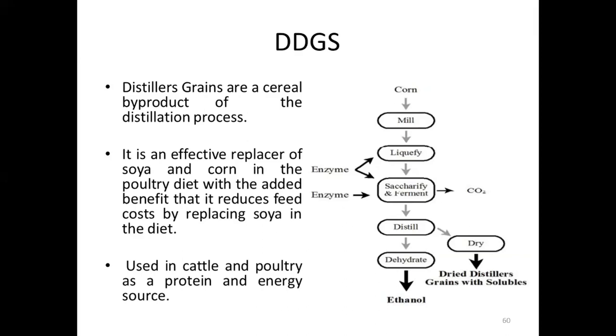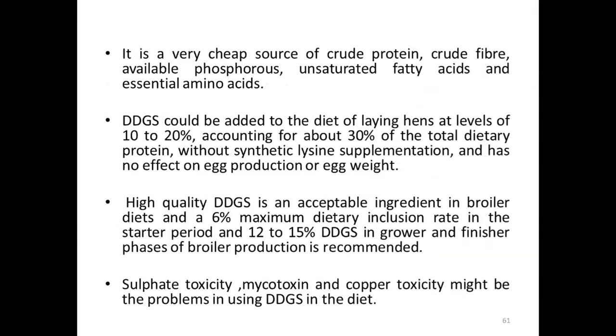During the ethanol making process, the dry distillers grains with solubles, DDGS, can be obtained. In this case, the corn is used. Similarly, others like rice and oats can also be used as the source. It is a very cheap source of crude protein, crude fiber, available phosphorus, unsaturated fatty acids, and essential amino acids. It can be added to the diet of laying hens at the level of 10 to 20%, accounting for about 30% of the total dietary protein, without synthetic lysine supplementation, and has no effect on egg production or egg weight.